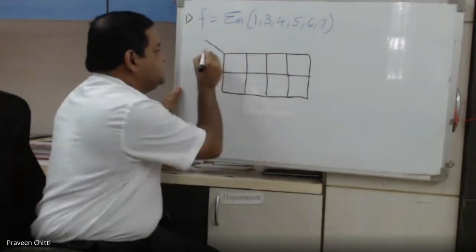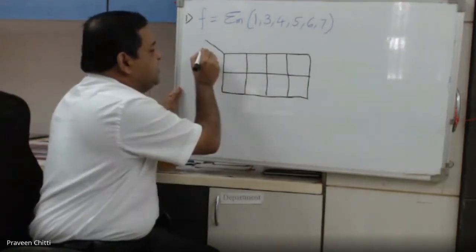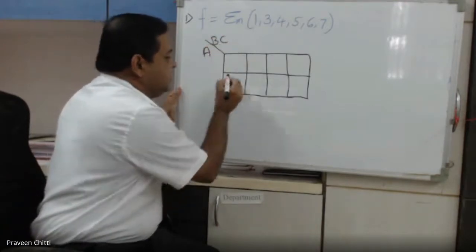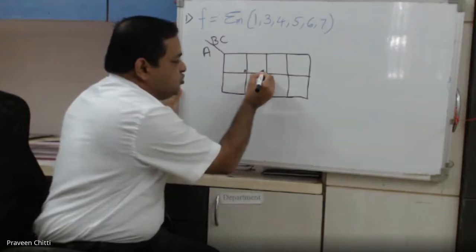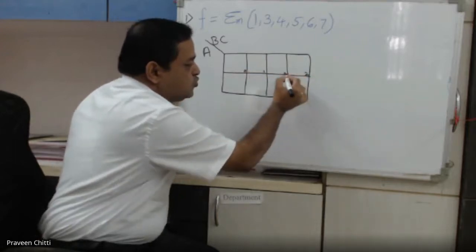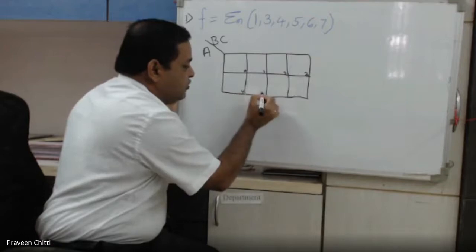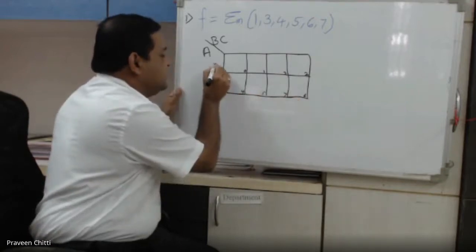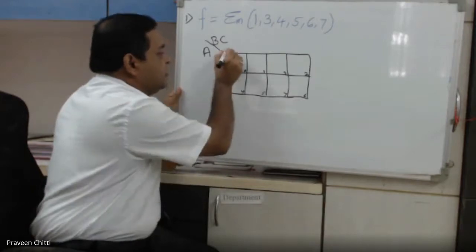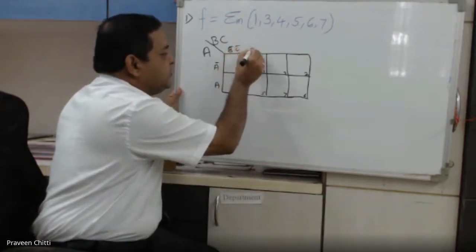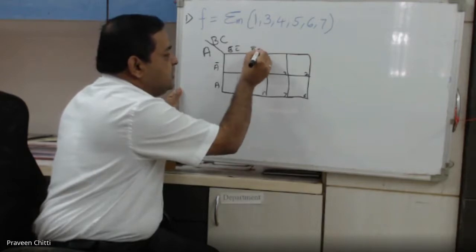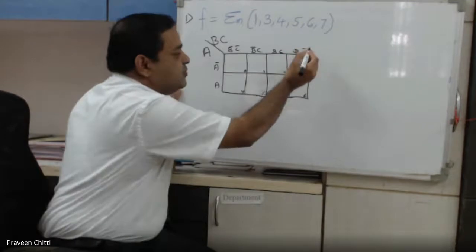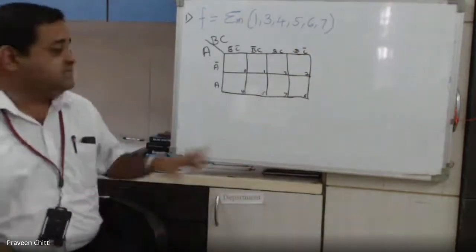This is a 3 variable K-map. Here the variables are not given, so I will take them as A, B, and C. Is that clear? And you know the numbering: 0, 1, 2, 3, 4, 5, 6, 7. Then I write A bar, A, and B bar C bar, B bar C, BC, and BC bar. Is that clear? Is it visible for all?